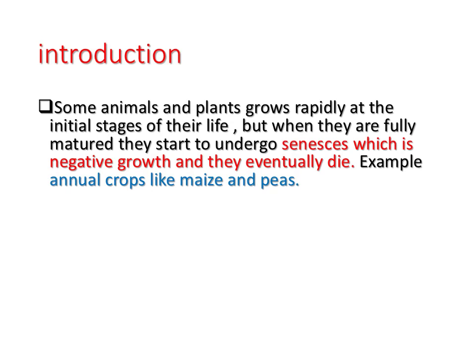Introduction. Some animals and plants grow rapidly at the initial stages of their life, but when they are fully matured, they undergo senescence, that is a negative growth, and they eventually die. For example, annual crops like maize and peas, as well as human beings, initially grow more, but once they reach a certain age, they start to undergo a negative growth, that is senescence, and they eventually die.